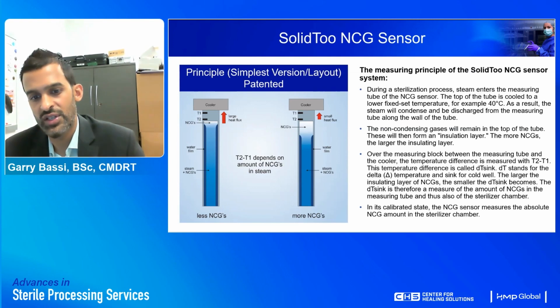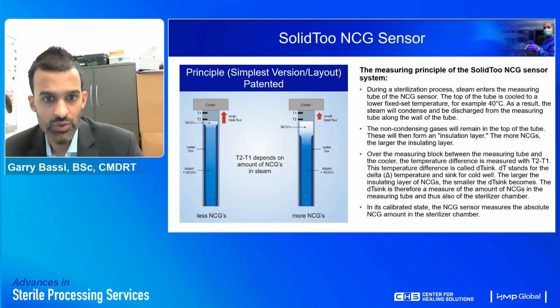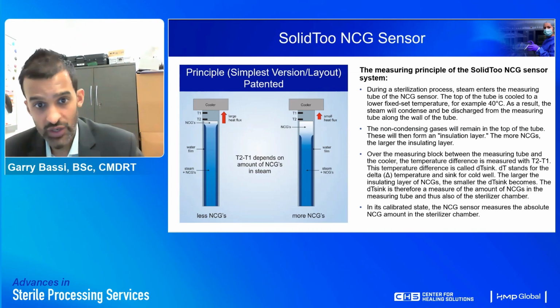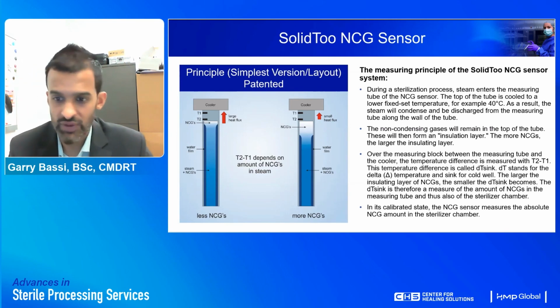Therefore, this sensor is based on the fact that the lower the difference in steam temperature between T1 and T2, the higher the number of non-condensable gases preventing T2 from having a higher temperature, which would have given you a larger DT sink value.